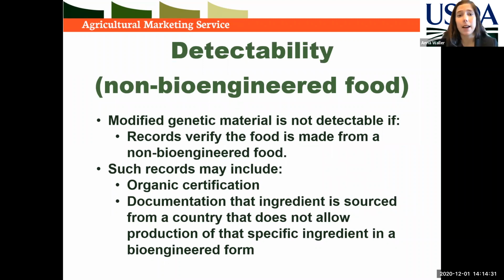You can maintain records that verify the food is made from a non-bioengineered food. These types of records may include organic certification, records that show the food is sourced from an area that does not allow production of that food in a bioengineered form, or any other records that communicate similar information.